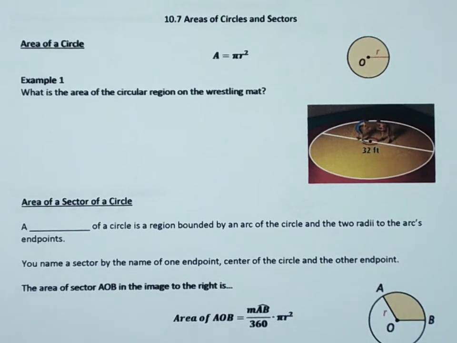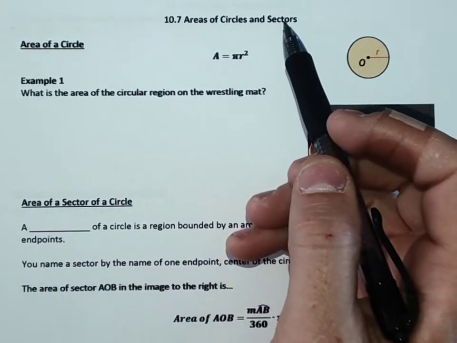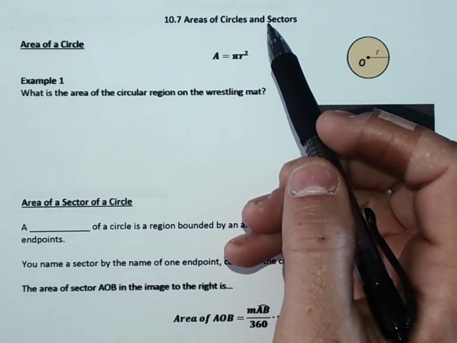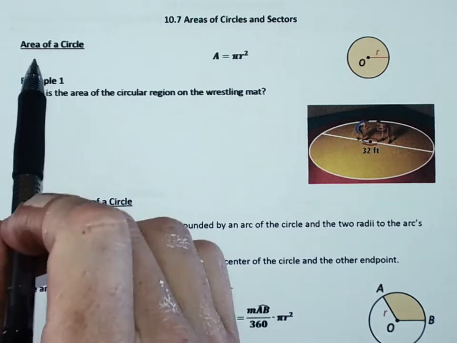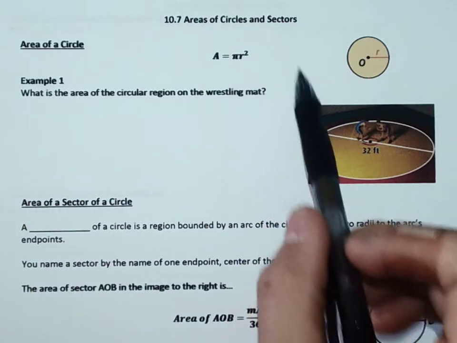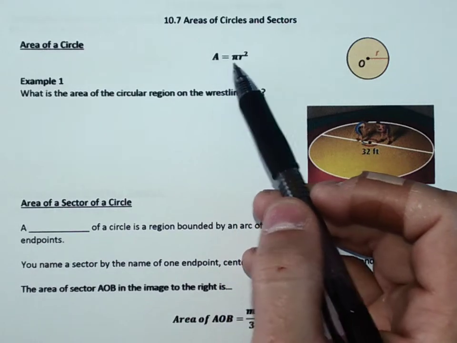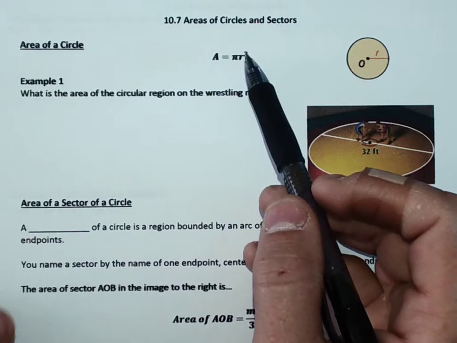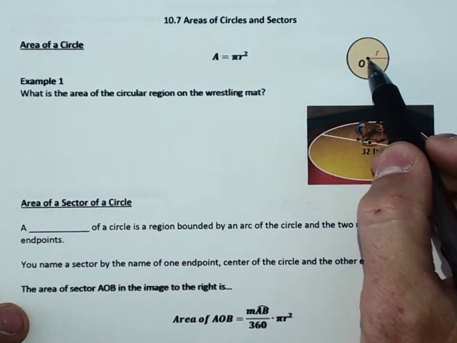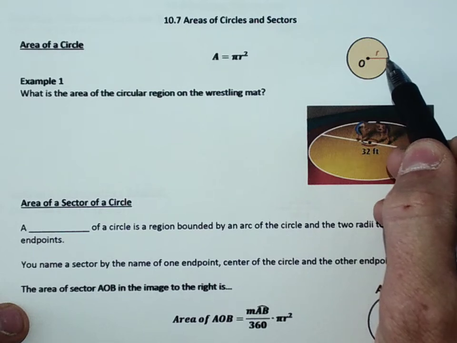Today we're going to be talking about 10.7, areas of circles and sectors. This is going to be relatively short and sweet. The area of a circle is given by this equation: the area A equals pi times the radius of the circle squared. And if you remember, the radius is the distance from the center of the circle to an edge of the circle.